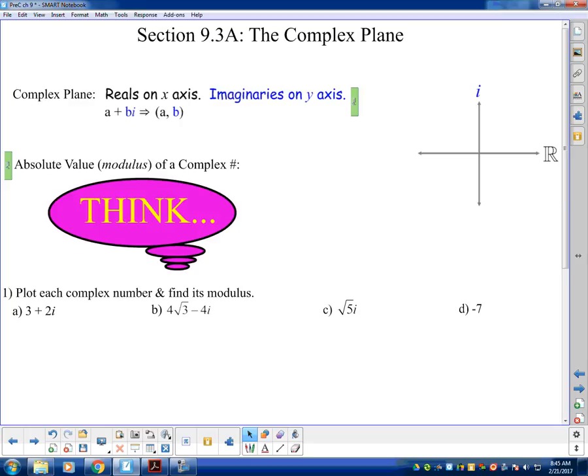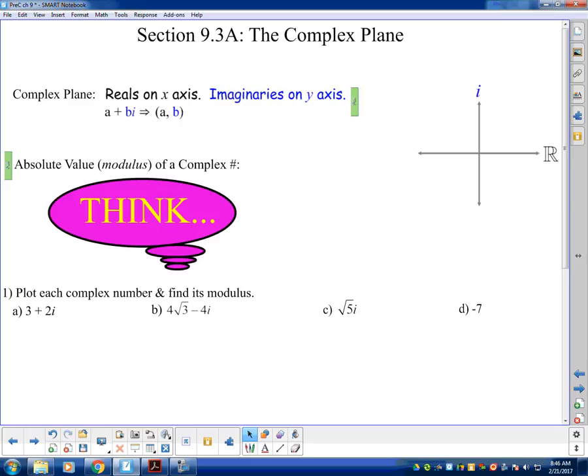We have the reals on the x-axis, and then the imaginaries on the y-axis. And they're of the form a plus bi. If you know you're on the complex coordinate plane, you could just list them as a comma b. But the b is the imaginary part, the a is the real part. Okay.